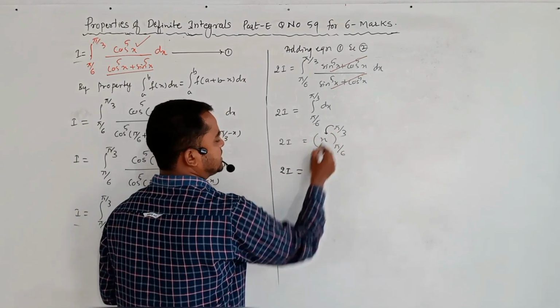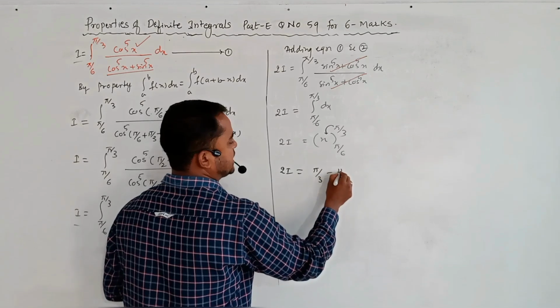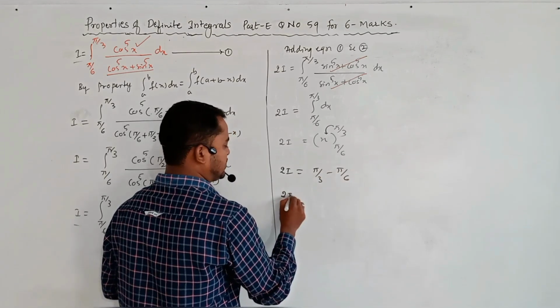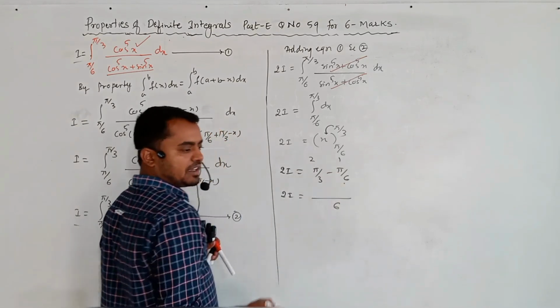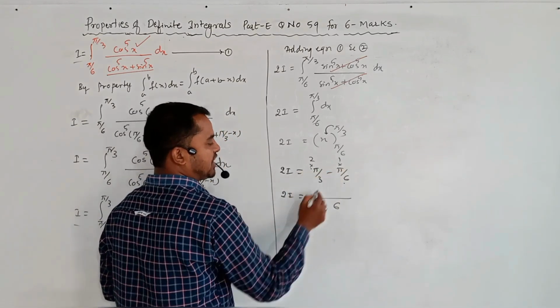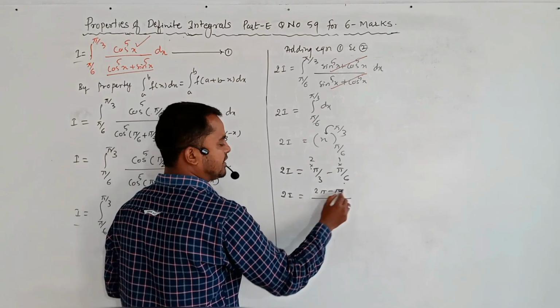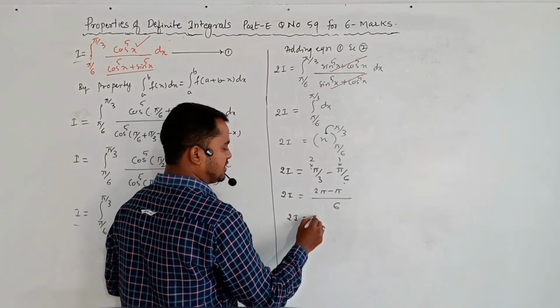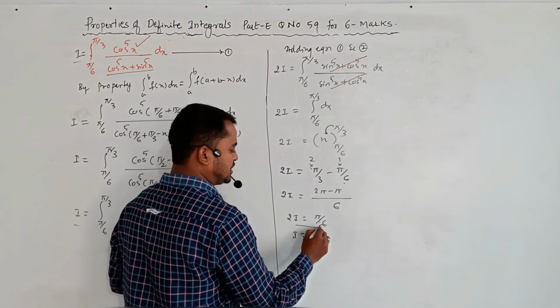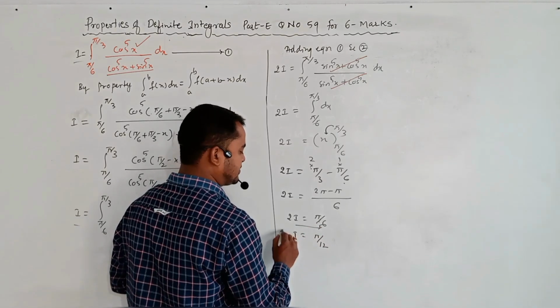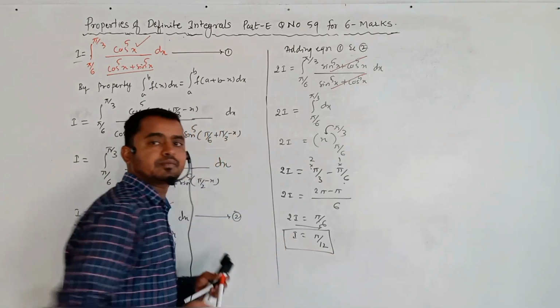Substitute the upper limit minus the lower limit, that is 5π/3 minus 5π/6. Then 2I is equal to, 6 is the LCM. 3 twos are 6, 6 ones are 6. 2 into 5π, 1 into 5π, that is 10π minus 5π. Then 2I is equal to 5π/6. Then I is equal to 5π/12.